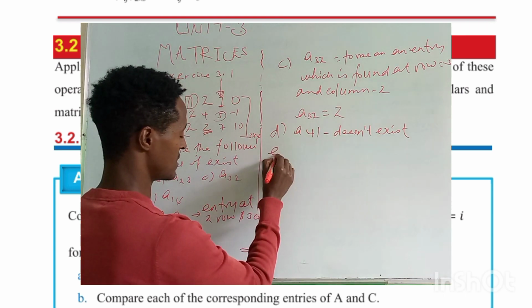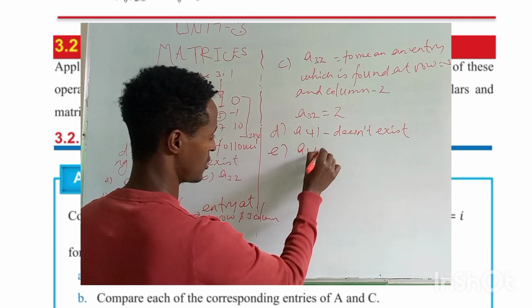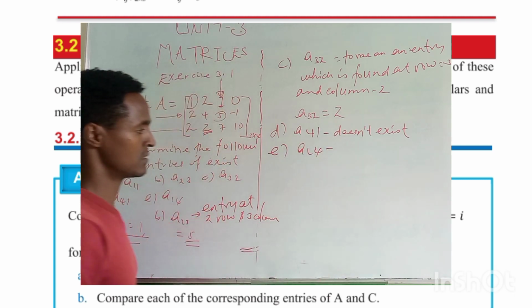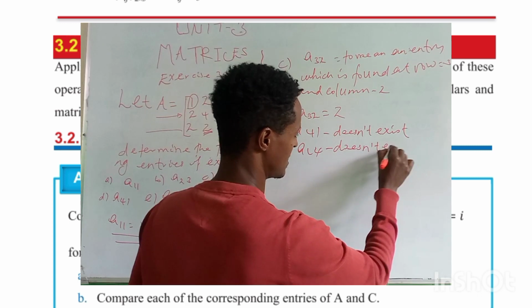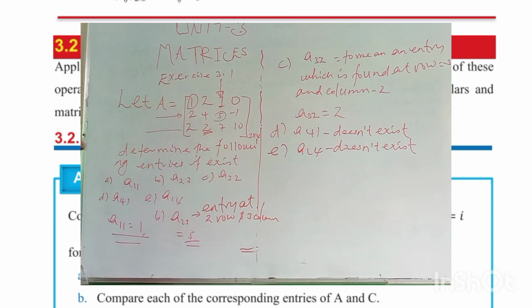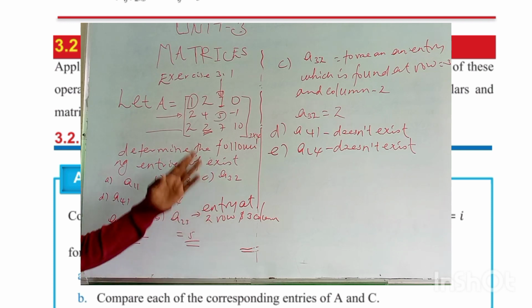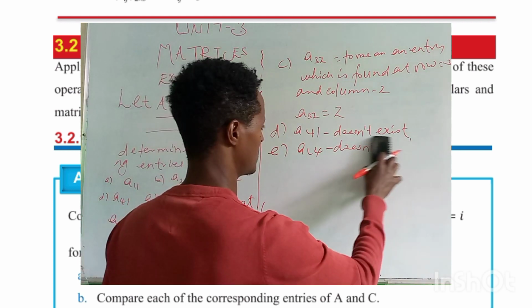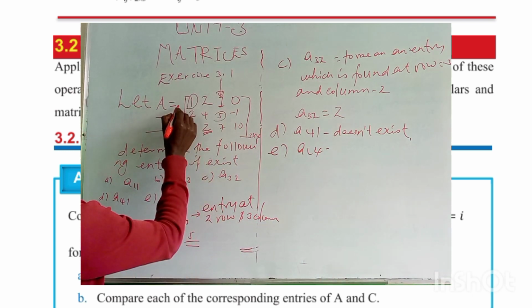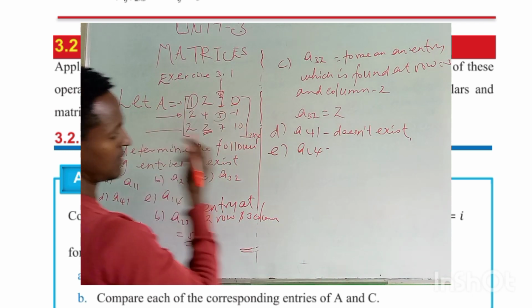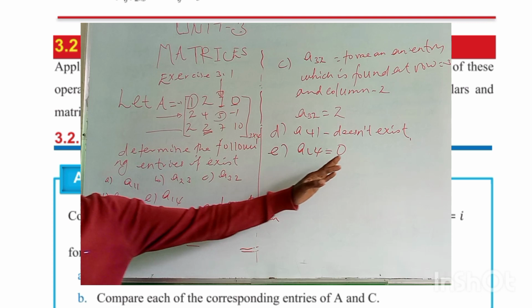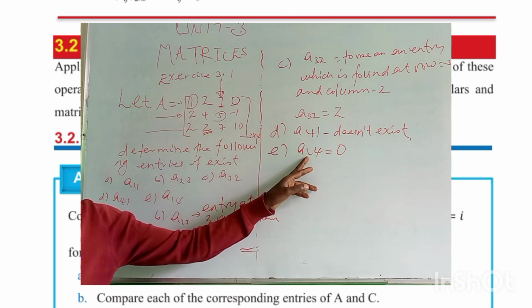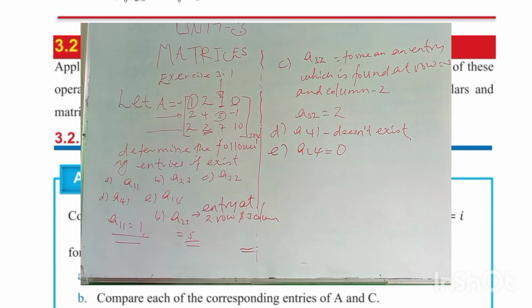The last one is E, which is A14. Sorry, the first row and the fourth column is an entry which is equal to 0. Therefore, A14 is 0. This is all about question number 1.